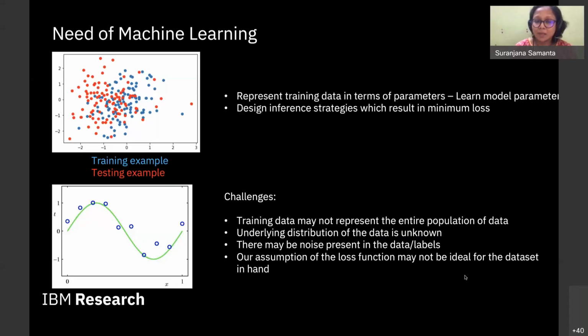Now, it may so happen that all these labels are not always very gold standard or very pure. There may be some noise while doing the labeling. There are labelers or human annotators who will do the labeling, right? But sometimes the data or the task itself is so difficult that the labeling process itself becomes very confusing.